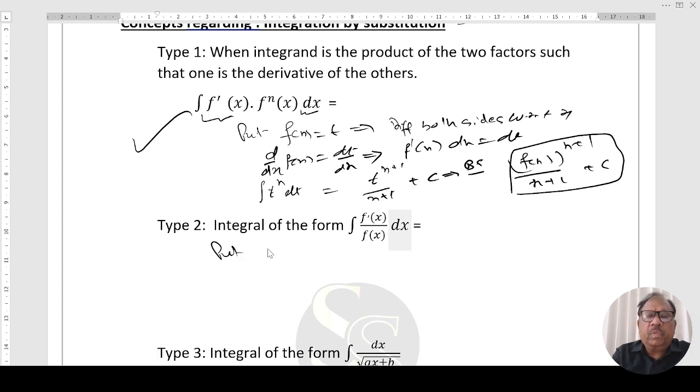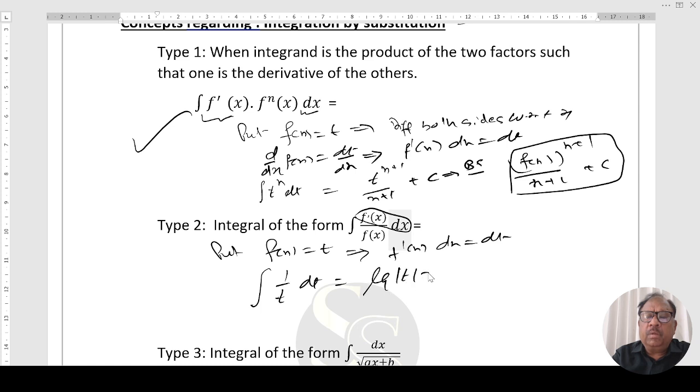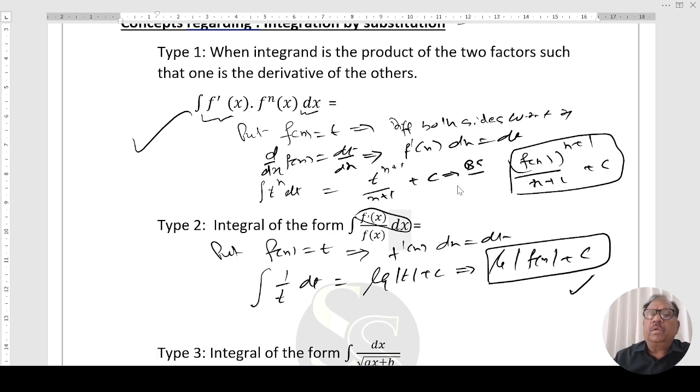Put fx equal to t. Differentiating both sides, this comes out to f dash x dx equal to dt. This comes out to 1 by t. In its place we put dt, that is log of t plus c. Back substitution, log of fx plus c. This is the other form of the method.